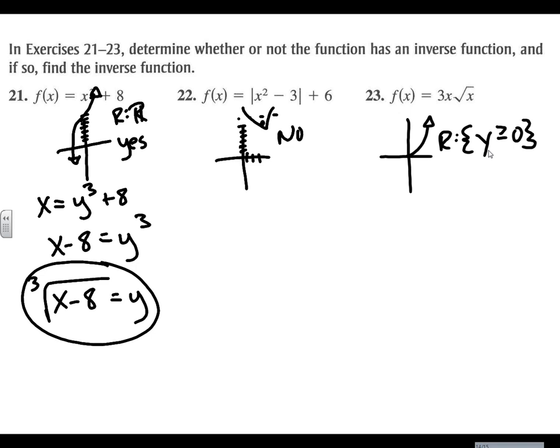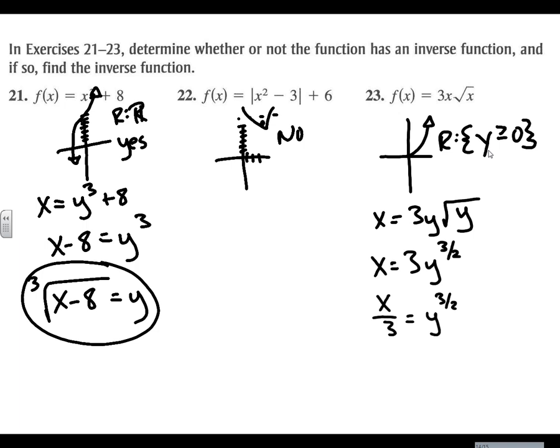But let's go ahead and solve it. X equals 3y root y. And so we want to get y by itself. So let's clean this up and make this x equals 3y to the 3 over 2. We'll bring the 3 over. All right. And so we want to take this whole thing to the 2 over 3. What cancels over? Out 3 halves, 2 thirds equals y. That'll be our inverse function. But again, we do need to say that there are restrictions. X has to be greater than or equal to 0.